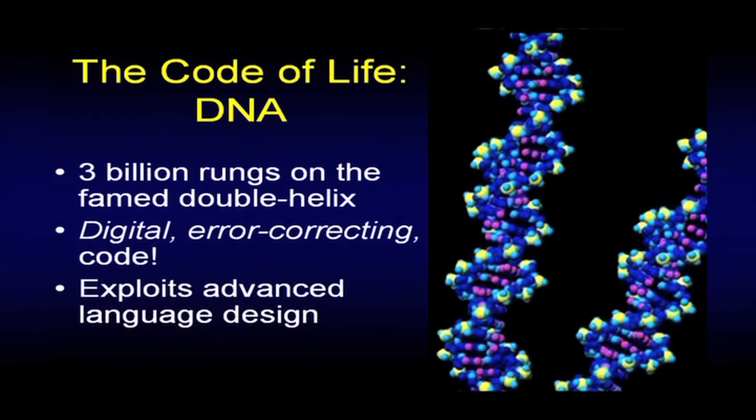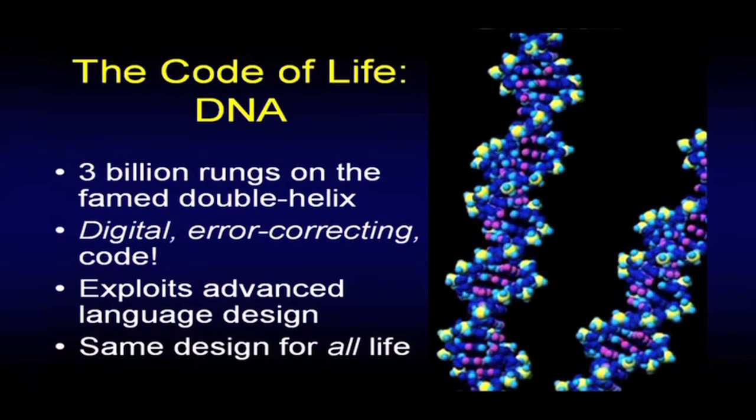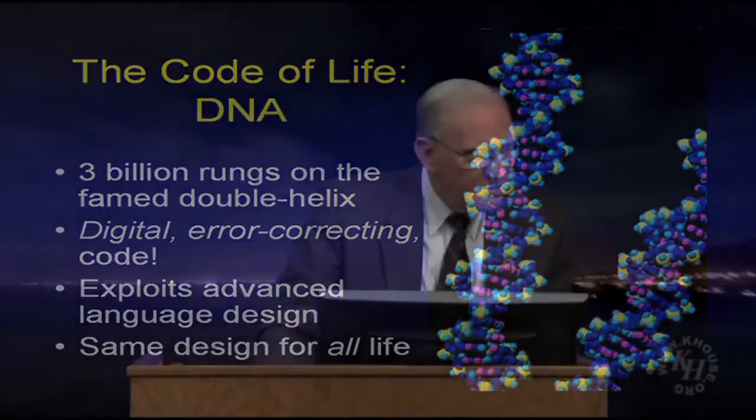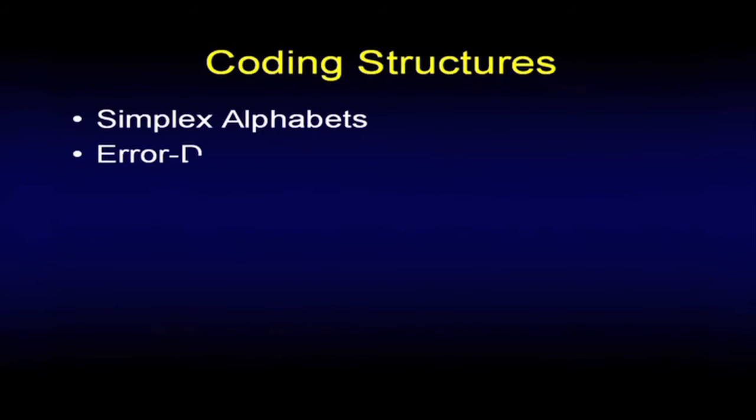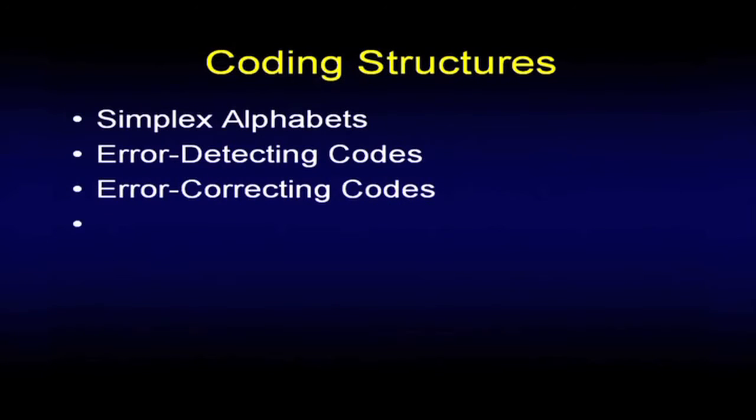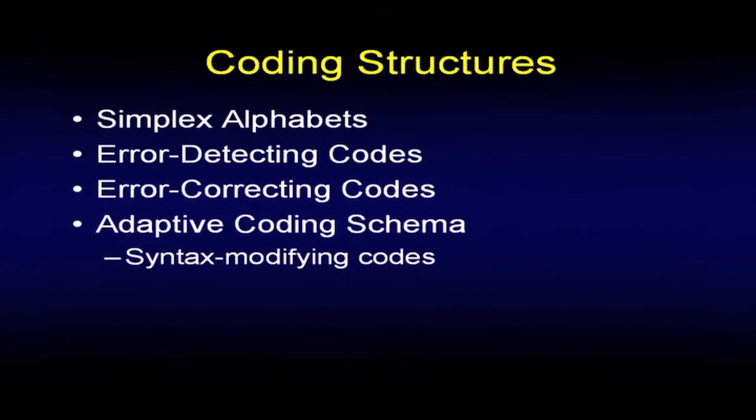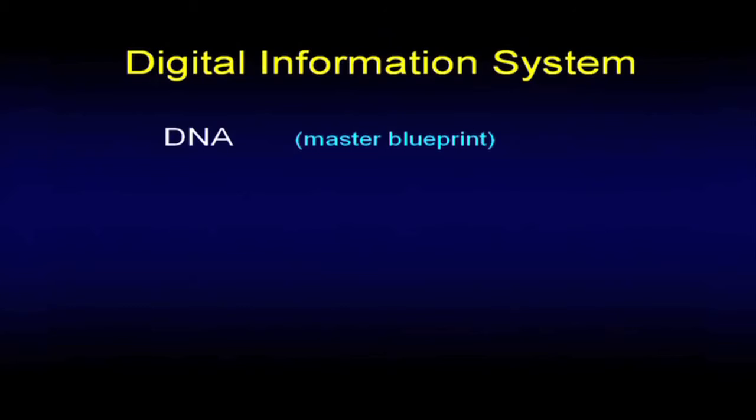It's one of the most advanced language designs possible. And it's the same design that occurs in all life. That implies whoever created us created the plants and the flowers and the animals and whatever, because they all use the same code. Wow. There are simplex alphabets, there are error-detecting codes, there are error-correcting codes. There's an adaptive coding scheme, where the codes modify themselves depending on the context. And we have all of that going on here. We have the DNA, which is the master blueprint.